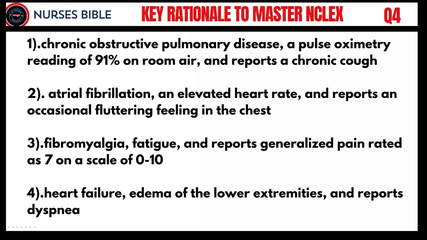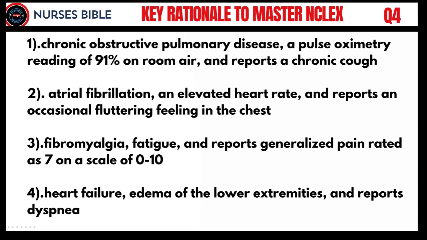With option 3, we have a client with fibromyalgia, fatigue. They're reporting generalized pain rated as a 7 on a scale of 0 to 10. So those are both normal findings with fibromyalgia, and we do want to treat our client's pain, but that's normally not going to be our priority. We want to treat physiological compromising problems first before we address pain. So that's not our key.